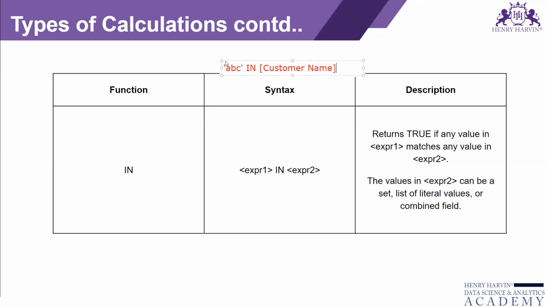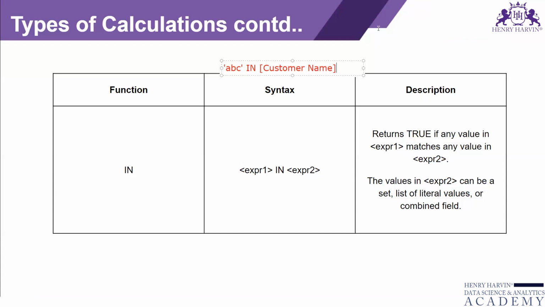I explained the concept of a substring in the last class, which is basically part of the string. So if you have any name in the column customer name with the substring ABC, for those rows it will return true, otherwise it will return false. That's the concept of IN. It returns true if any value in expression one matches any value in expression two. The values in expression two can be a set, a list of literal values, or a combined field. So in any situation, you can use this to check whether a specific condition is being matched or not.